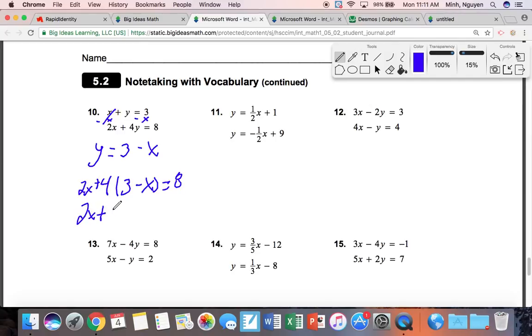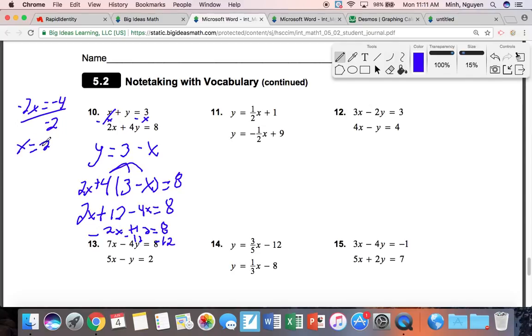2x plus 12. I'm distributing, multiplying. Minus 4x equals 8. 2x minus 4x is negative 2x plus 12 equals 8. Subtract 12, you get 8 minus 12 is negative 4. Negative 2x equals negative 4. Divide everything by negative 2. X equals 2. How do I get y?